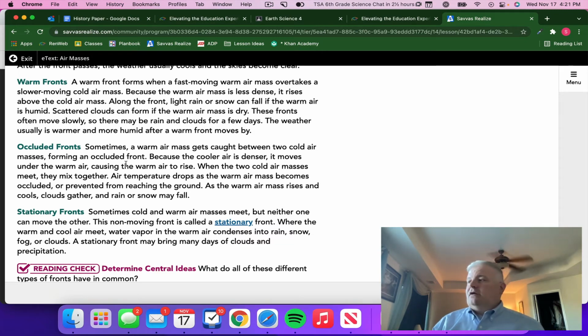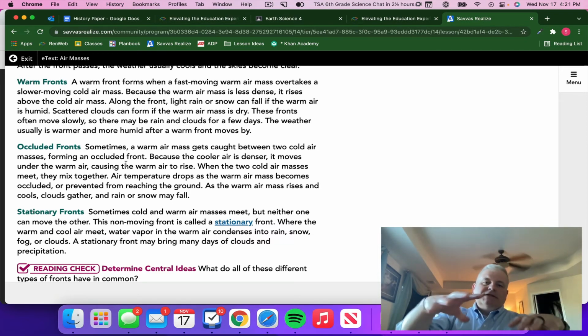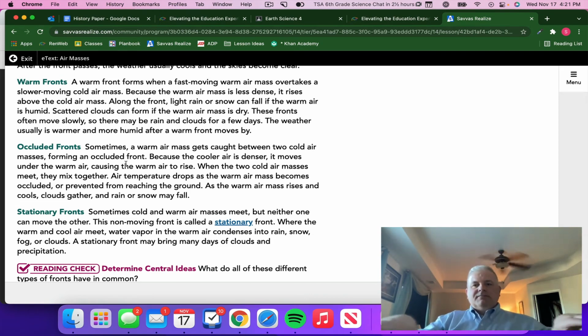Here in Sumter, in the Sumter area, in the high hills of Santee, you have a warm front that gets wedged between two cold fronts or two cool fronts, and that warm air mass gets sort of pushed up, and that forms an occluded front. So it's kind of cool.